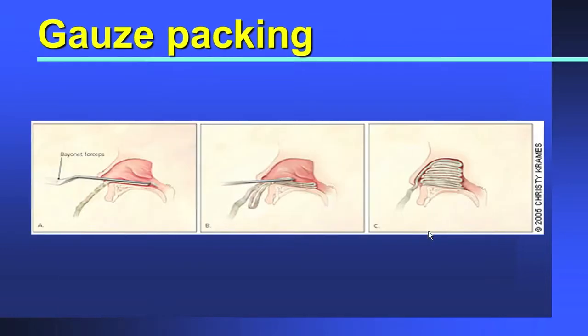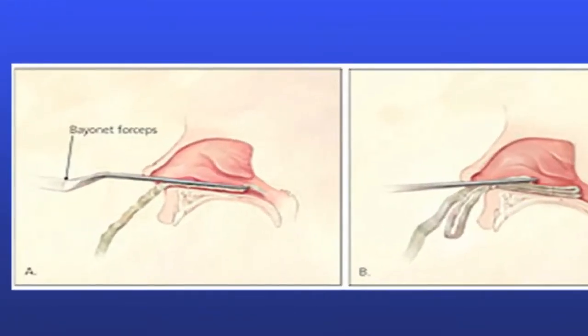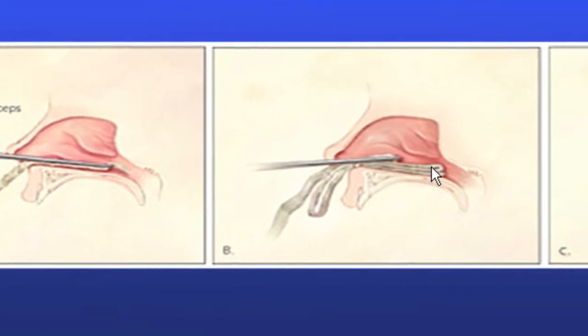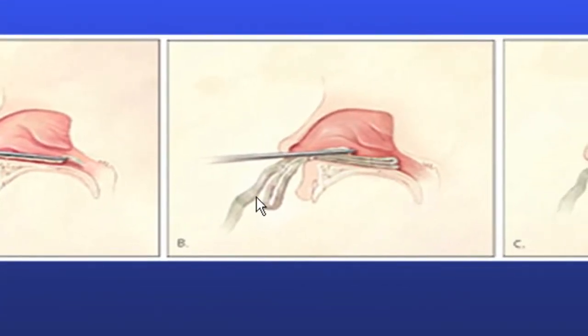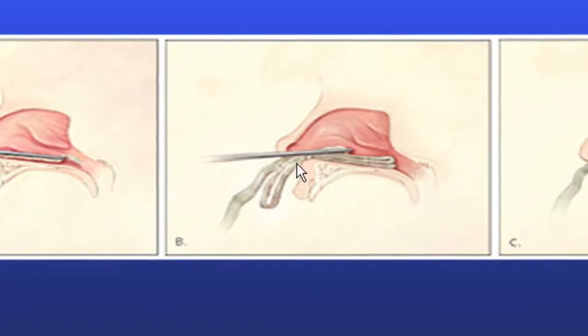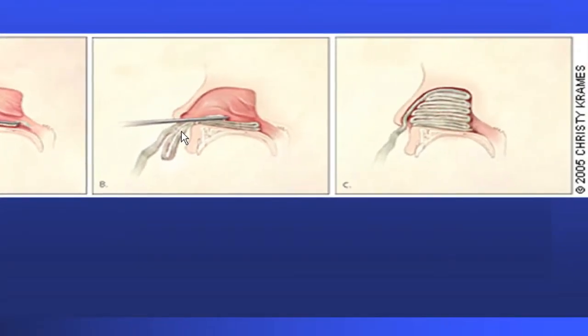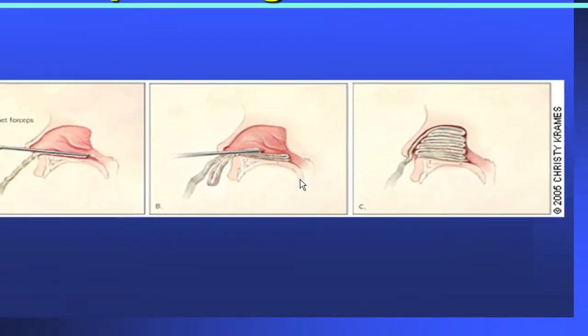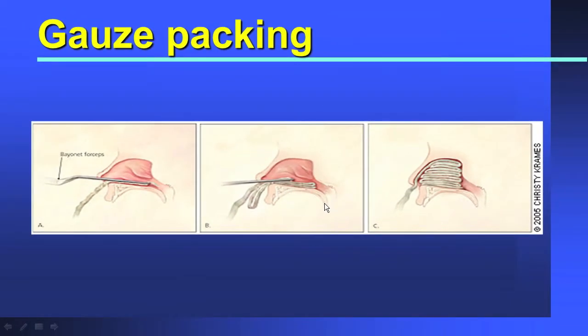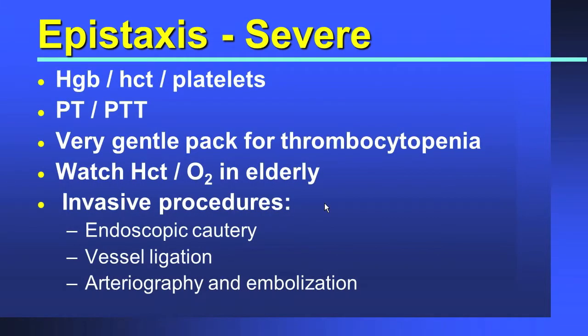Again, this is the example of gauze packing, where you would use forceps and layer antibiotic petroleum-soaked gauze into the nasal cavity. This can be helpful in patients where there is just diffuse mucosal oozing, or in patients that have had instrumentation like a Dobhoff tube or nasogastric tube, such as in our inpatients or ICU patients.